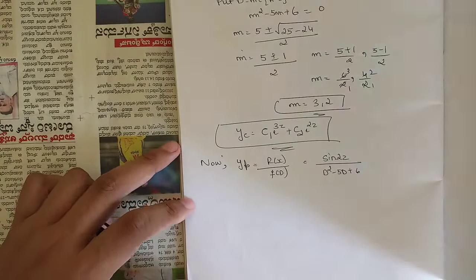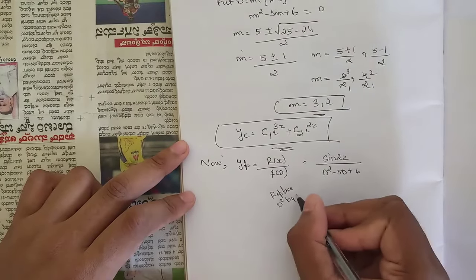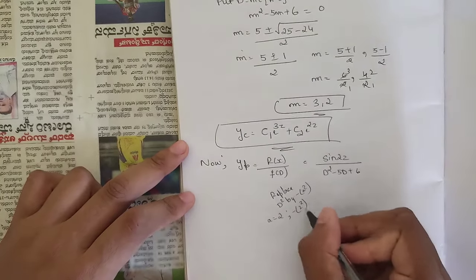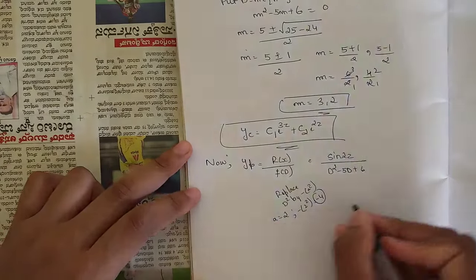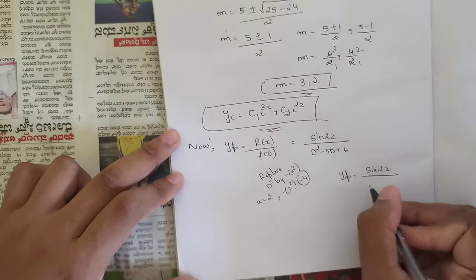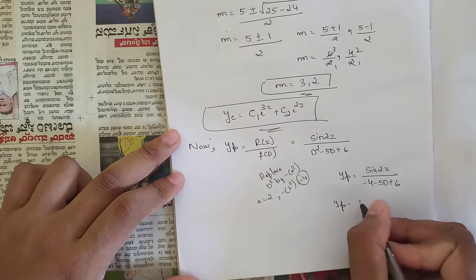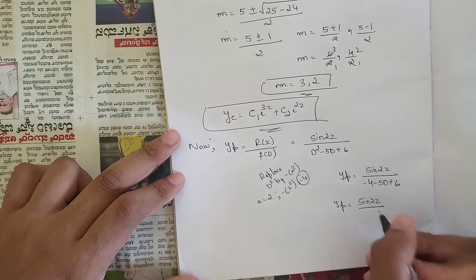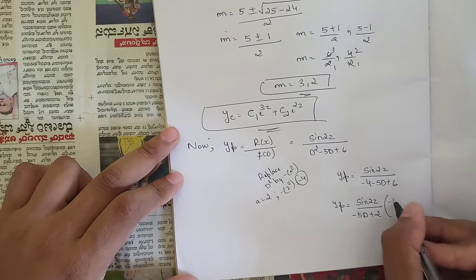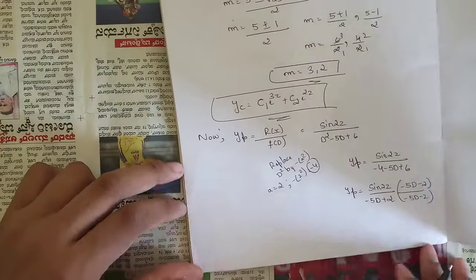So here again we need to replace D square by minus of a square, where the value of a here is 2. Minus of 2 square is equal to minus 4. So now yp would be looking like sine 2z divided by minus 4 minus 5D plus 6. So yp is sine 2z divided by minus 5D plus 2, since 6 minus 4 is 2. So now the conjugate is minus 5D minus 2, right? Multiply it for numerator and denominator.